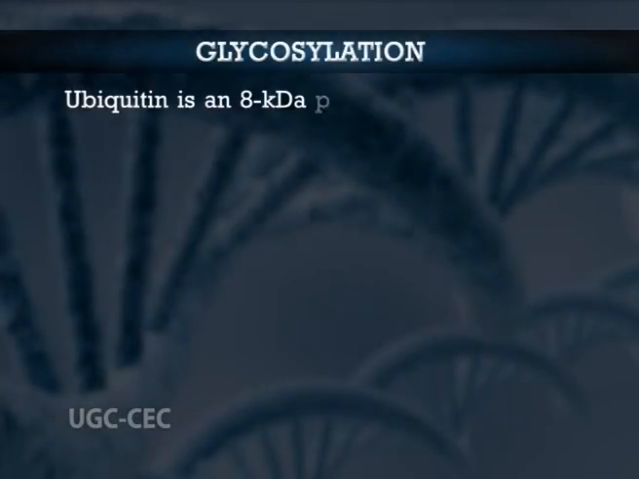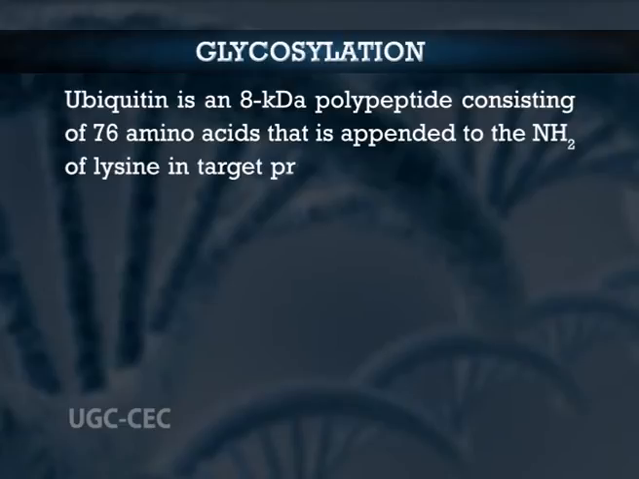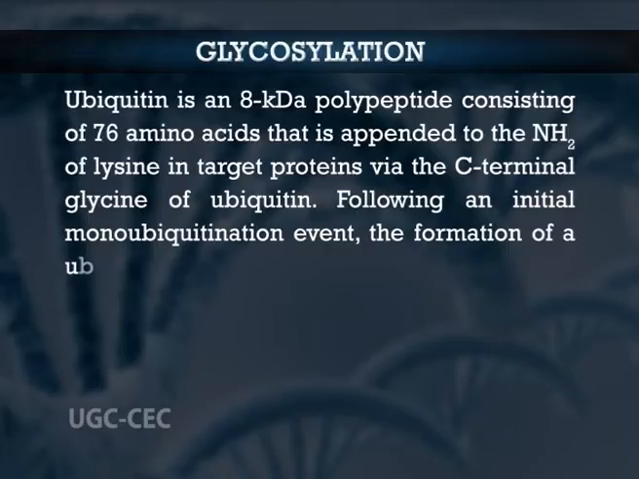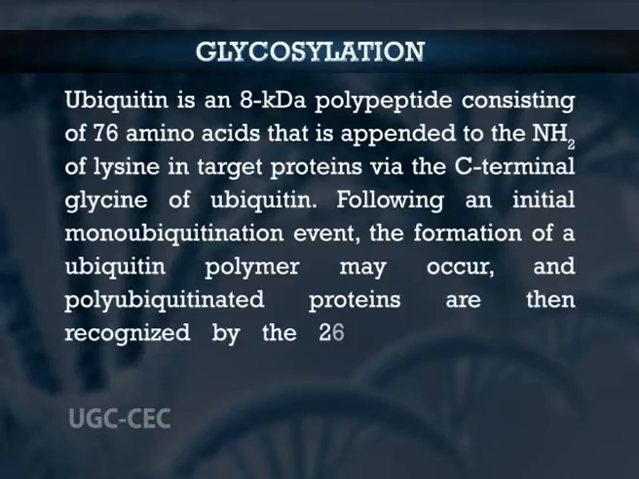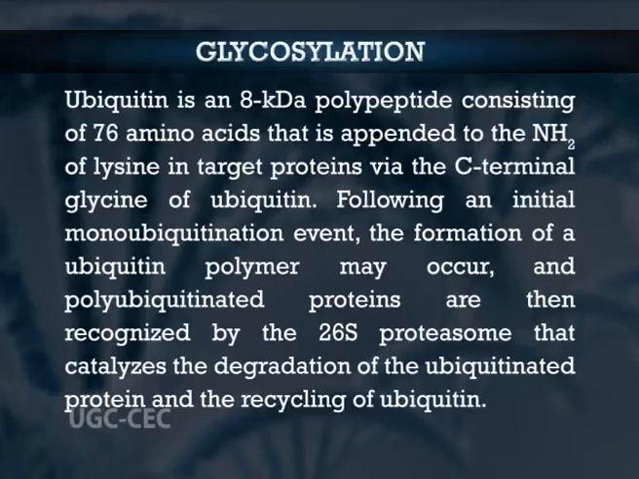Ubiquitin is an 8 kilodalton polypeptide consisting of 76 amino acids that is appended to the NH2 of lysine in target proteins via the C-terminal glycine of ubiquitin. Following an initial monoubiquitination event, the formation of a ubiquitin polymer may occur and polyubiquitinated proteins are then recognized by the 26S proteasome that catalyzes the degradation of the ubiquitinated protein and the recycling of ubiquitin.